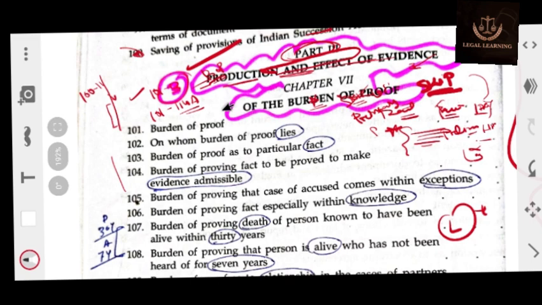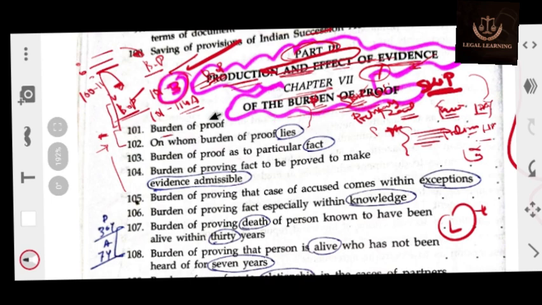So the heading is production and effect of evidence, and this is chapter 7, burden of proof, shortly we can say BOP. Done. We can use abbreviations. Abbreviations will save your time. When you are making notes, use an abbreviation like BOP or something like that. It will save your time also. So 101 and 102 are very much important, because they give the whole entire concept.